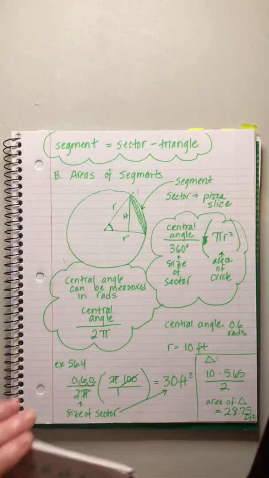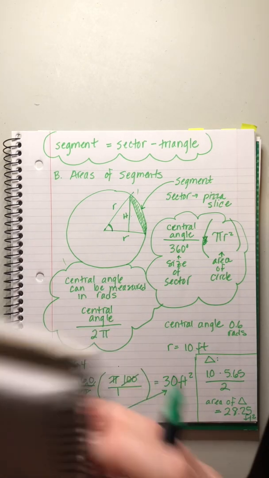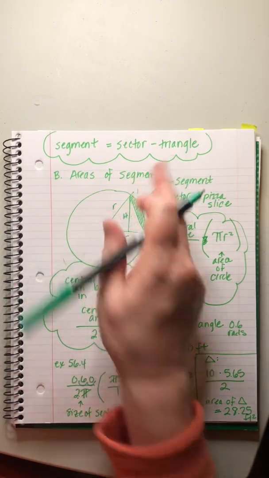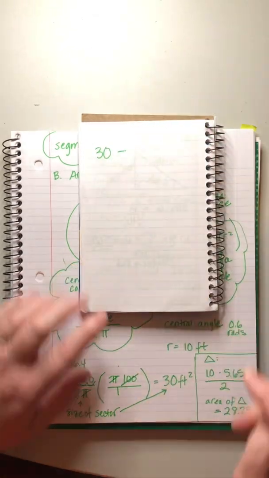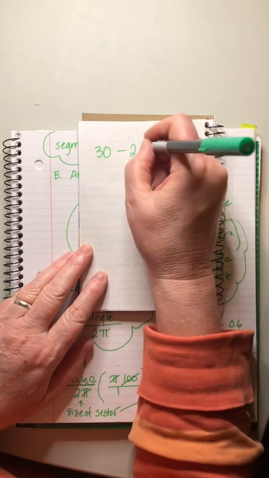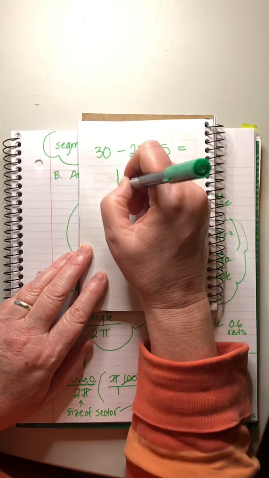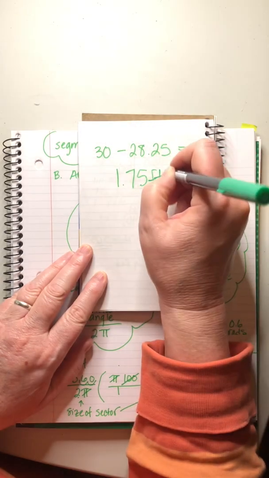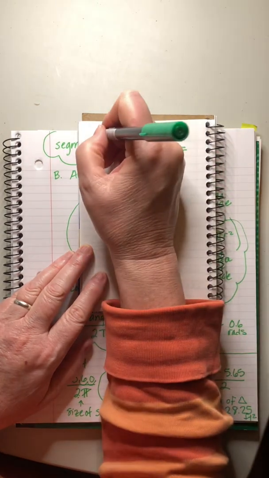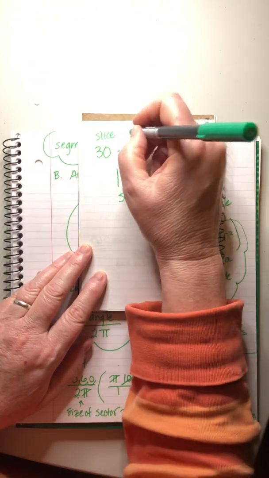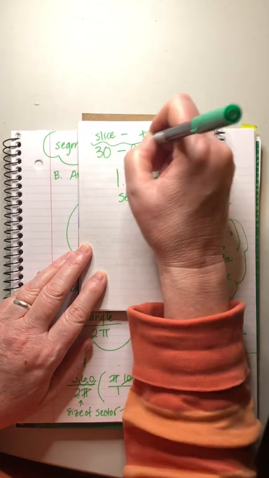Now for our final calculation, I'll go back to my separate page so you can see that. So we're taking the sector and we're subtracting the triangle. The sector is 30 feet squared, and we're subtracting the triangle, which is 28.25, which tells us that is the segment, the pizza crust, right? This is the whole slice, and this is the triangle. Okay? I hope that makes sense.